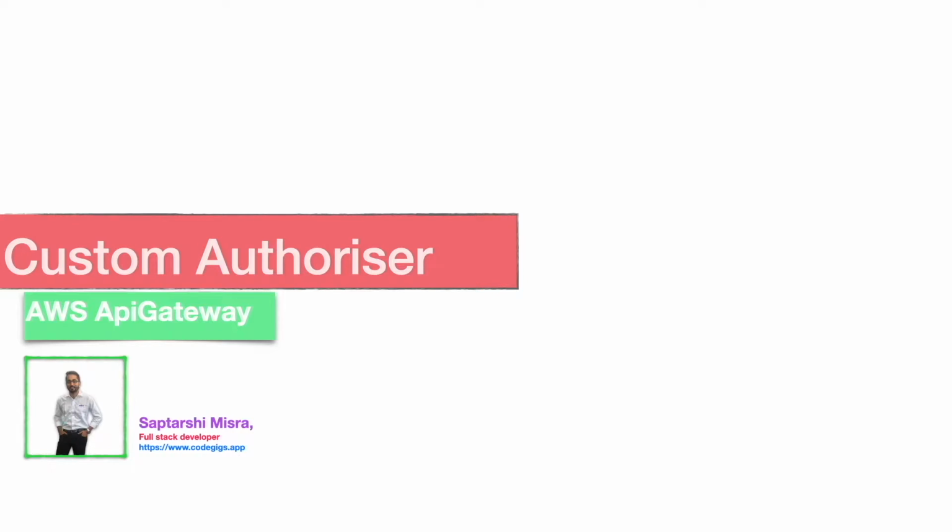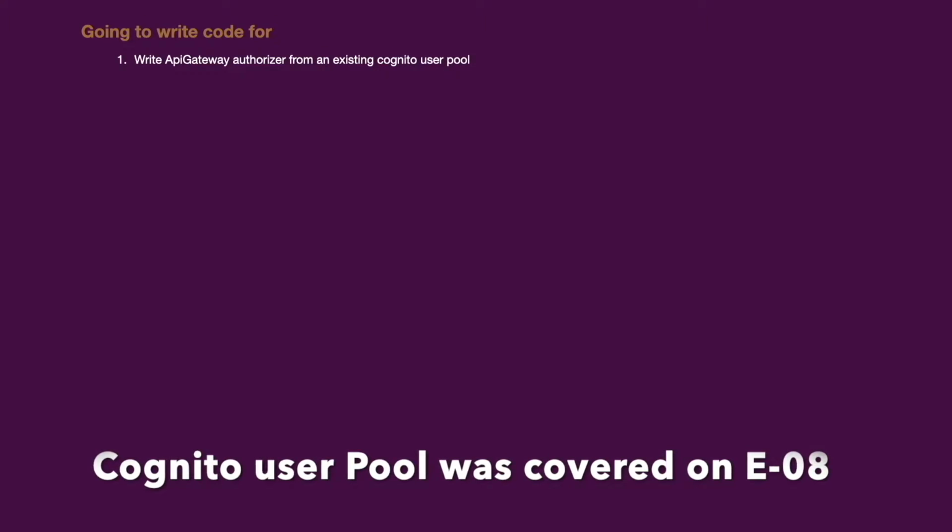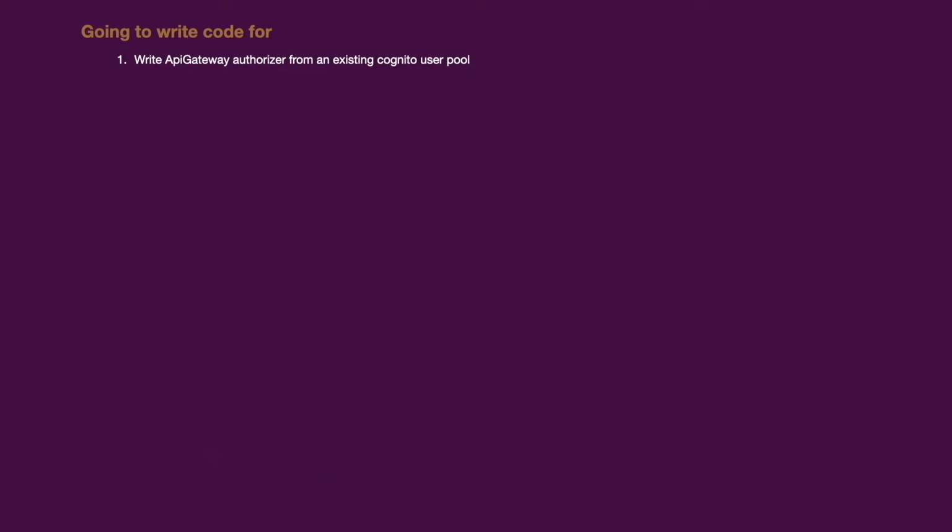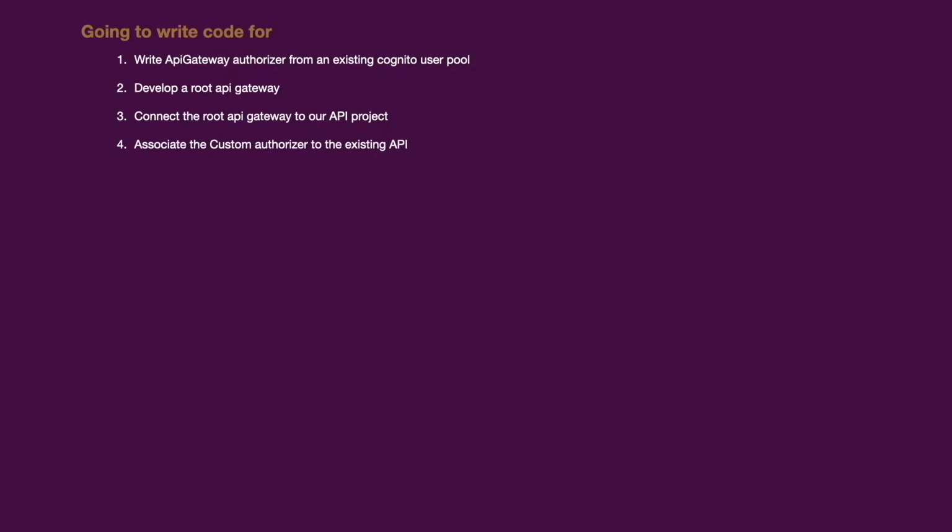In this video, the agenda would be something like this. First, we are going to be relying on the existing Cognito user pool to develop one API Gateway authorizer. And this API Gateway authorizer would basically be attached to a root API Gateway. Next, we are going to be defining the root API Gateway for the project to which we are going to attach the API Gateway authorizer. And finally, when all of this is done, we will verify and test that our APIs are secure.